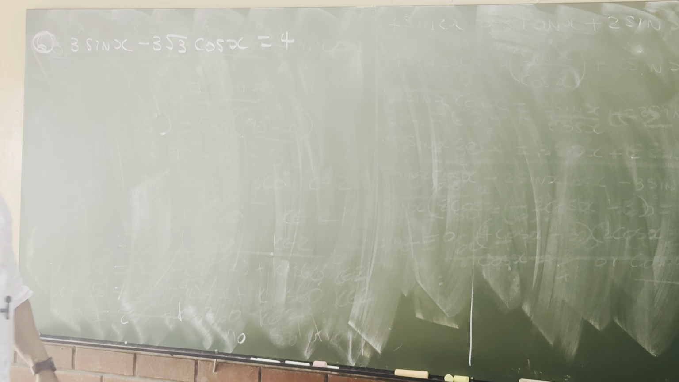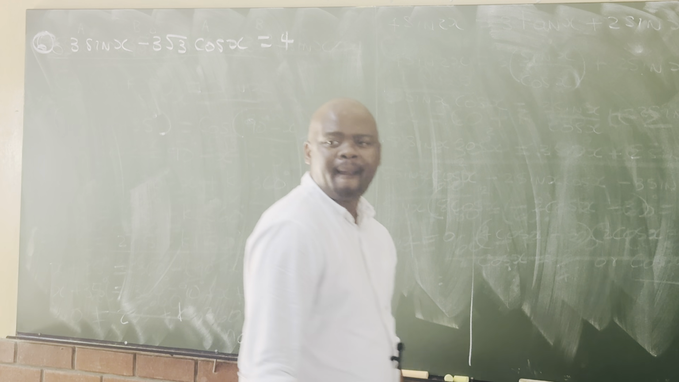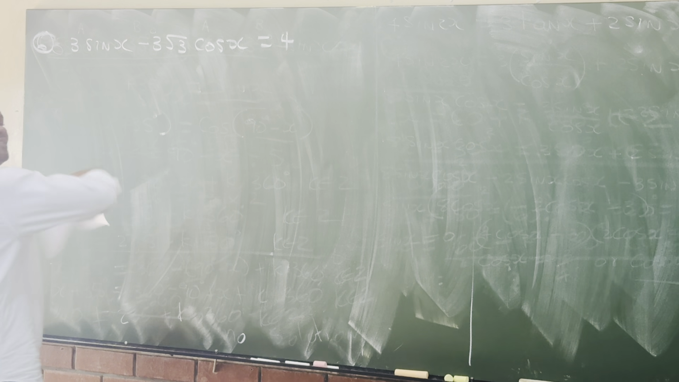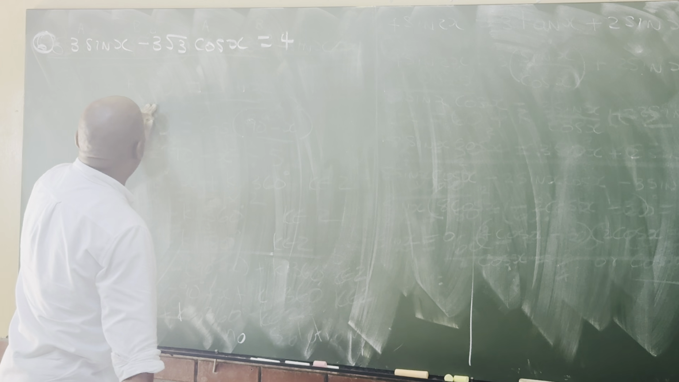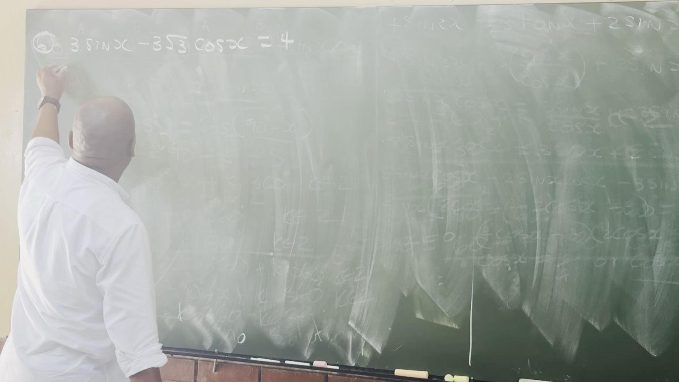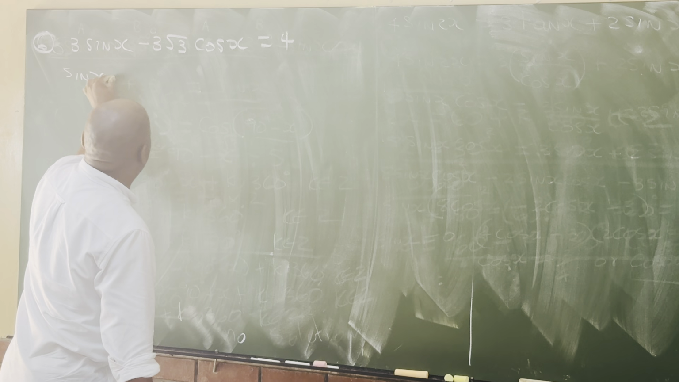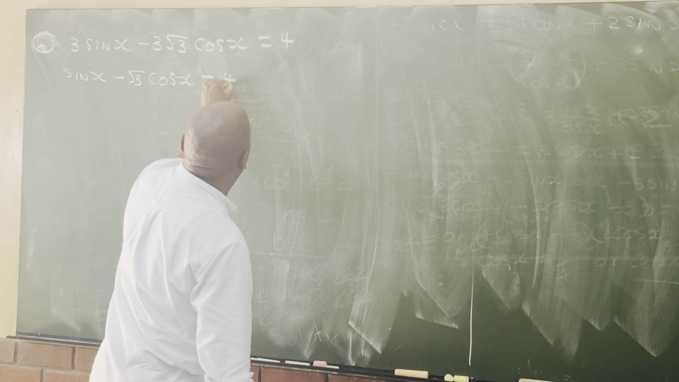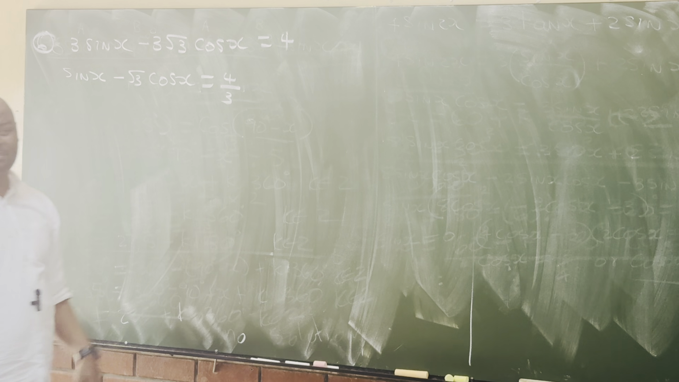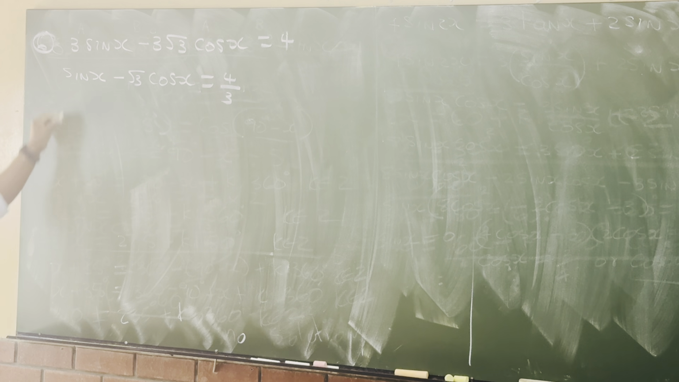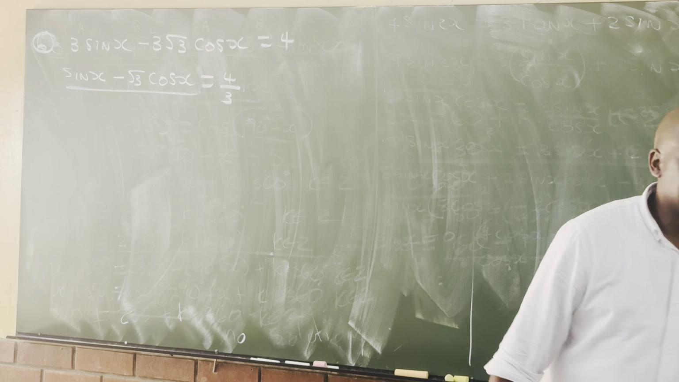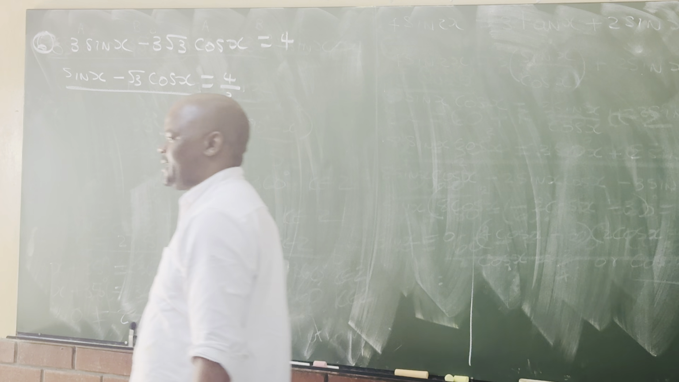So what should be our first step in this one? Take out 3 as a factor. Okay, or should we divide by 3 across? Okay, divide by 3 across. So if you divide by 3 across, you'll have sine x minus root 3 cos x is equals to 4 over 3, because you are dividing everything by 3. And then this is the expression that you recognize, I think. So we need to manipulate that expression. How?